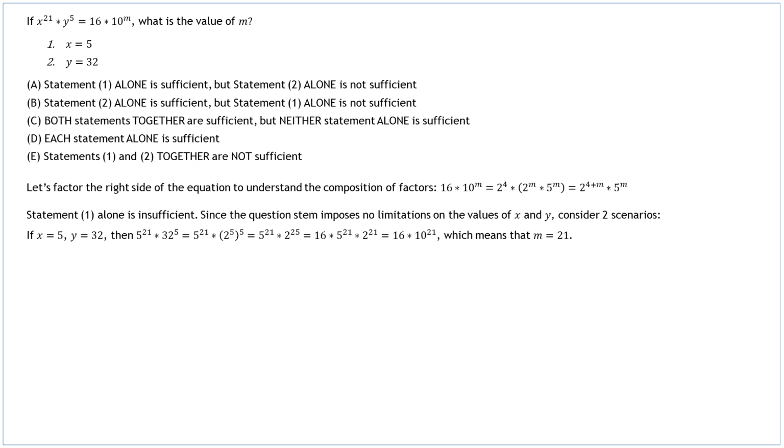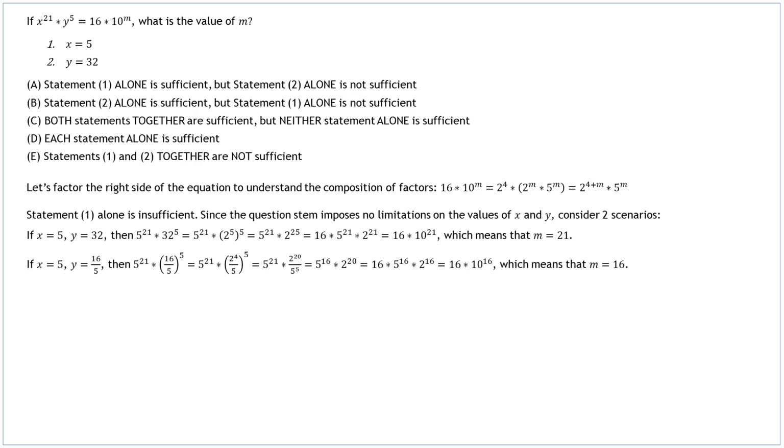provides a different result. If x equals 5, y equals 32, then we can calculate m, which turns out to be 21. If x equals 5, y equals 16/5, then m turns out to be 16.